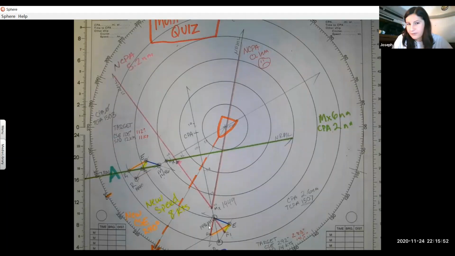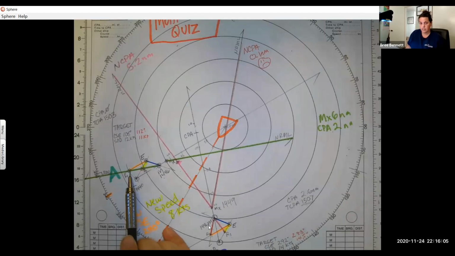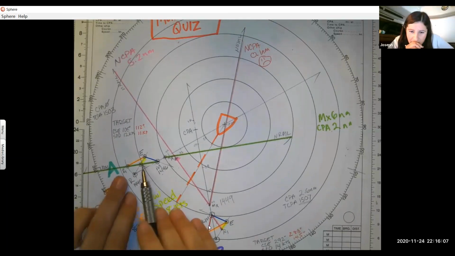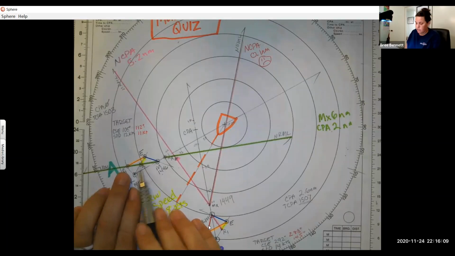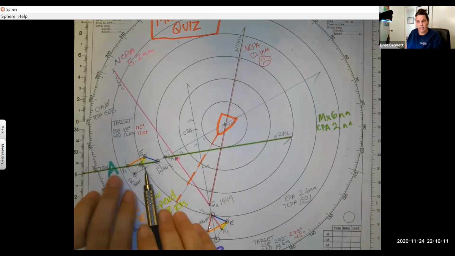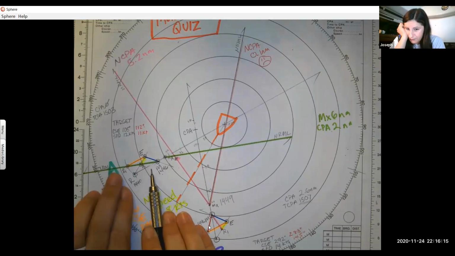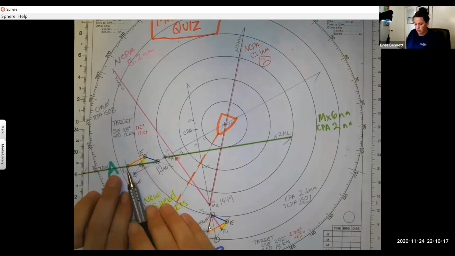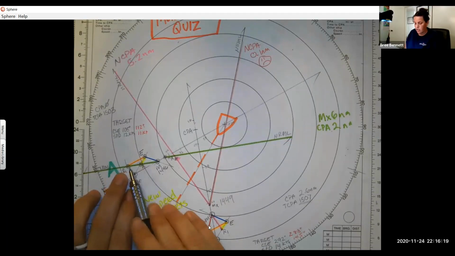Well, if it's asking for the new CPA of the least dangerous contact, wouldn't it be exactly 2 miles? If you're going off of our most dangerous contact, they said, what will be your new course change? So target A is our dangerous contact, right? Yeah. We said that. So if we change course, we get a new course line.